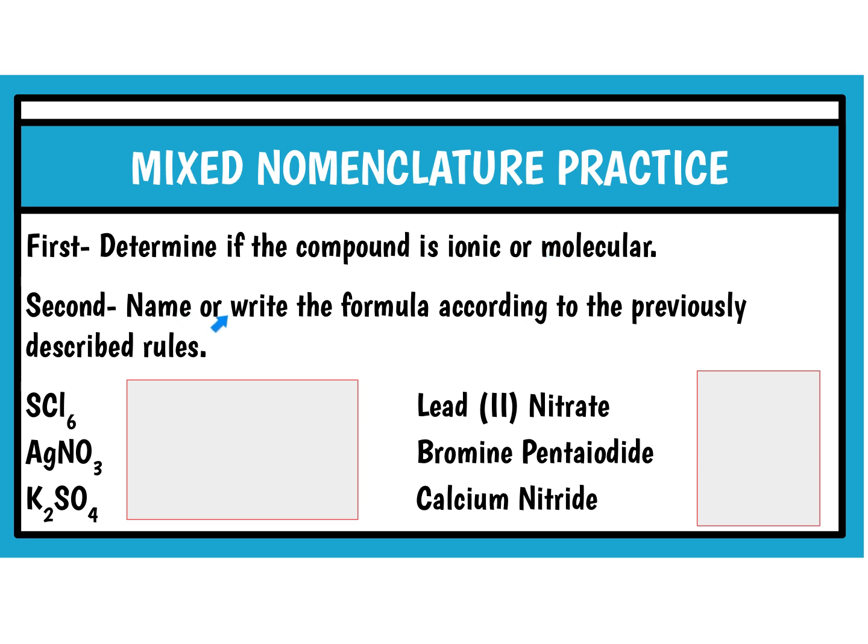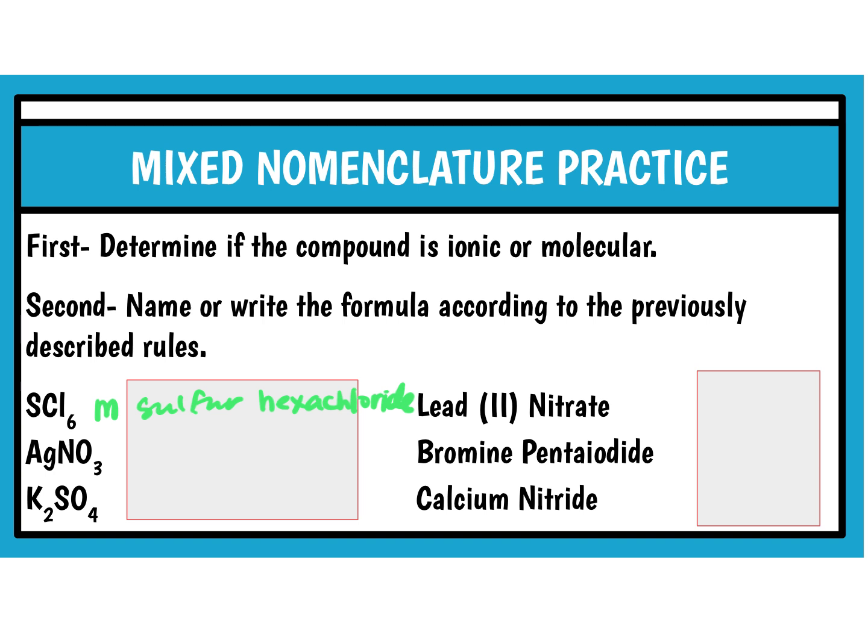Okay. And then you're just going to name or write the formula the way that we saw on the previous rules. So if we look at this first one, I've got sulfur and I've got chlorine here. Sulfur and chlorine are both nonmetals, so I know that this is going to be a molecular compound. Sometimes it does help to write that down next to you so you can remember. So we're just going to see 1 sulfur, and then notice that we see 6 chlorines. The prefix for 6 is hexa. And then I'm going to say chloride, so hexachloride.